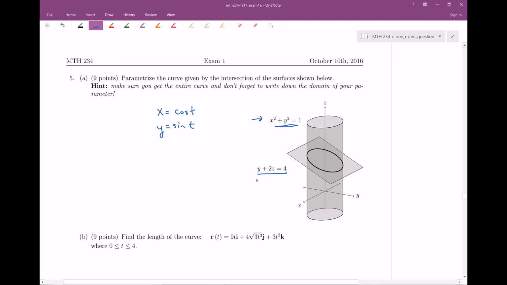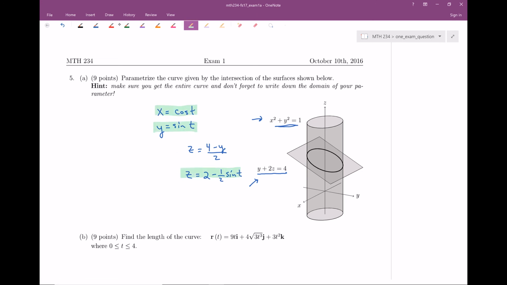Well, that's where I need to use this other equation down here. If I solve this for z, I would get z is equal to 4 minus y, and I'd have to divide by 2. So let's divide both sides by 2. Now remember y in terms of t is sine, so I'm going to switch that out. Actually, let me distribute the division by 2. So I'm going to get 2 minus 1/2, and instead of y, I'm going to write sine of t. So here is my x, my y, my z.